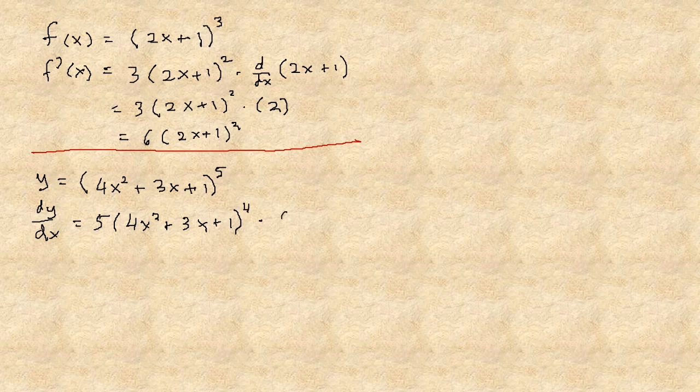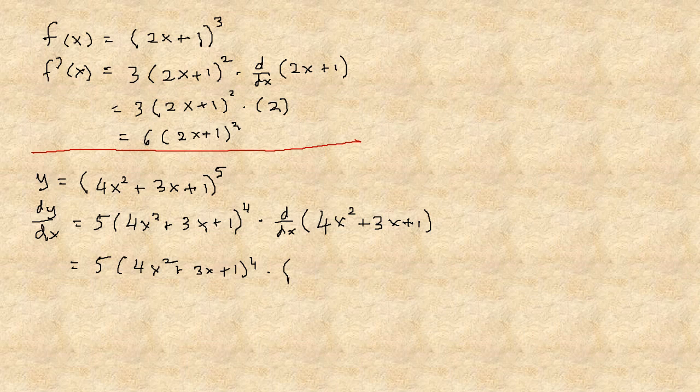And then multiply by, we will differentiate. d/dx means we differentiate the function in the bracket. We differentiate 4x squared + 3x + 1. So we will get 5(4x squared + 3x + 1) to the power of 4, multiplied by the derivative: differentiate 4x squared, we get 8x, plus differentiate 3x, we get 3, differentiate 1 is 0.